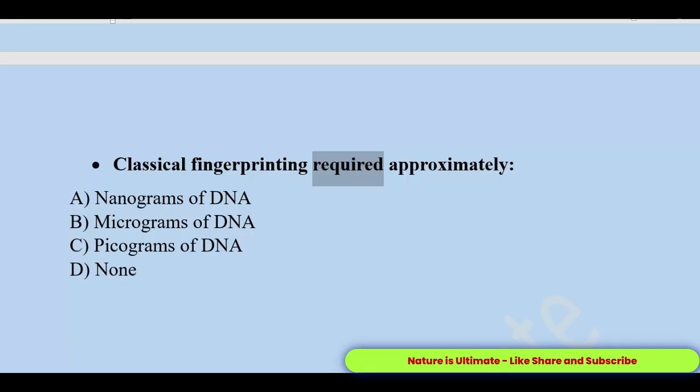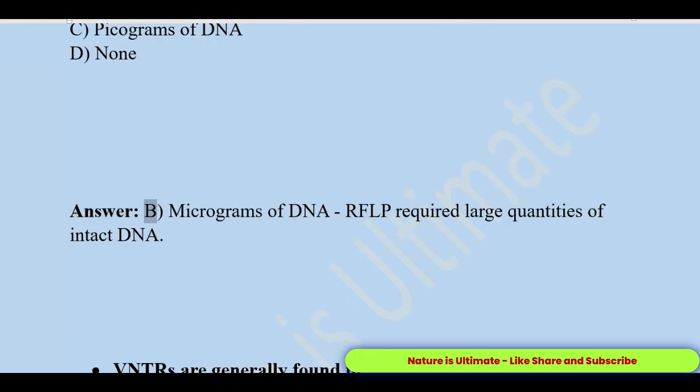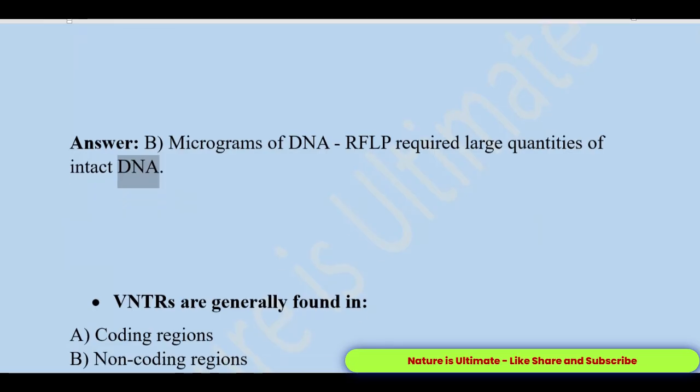Classical fingerprinting required approximately A. Nanograms of DNA, B. Micrograms of DNA, C. Picograms of DNA, D. None. Answer: B. Micrograms of DNA. RFLP required large quantities of intact DNA.